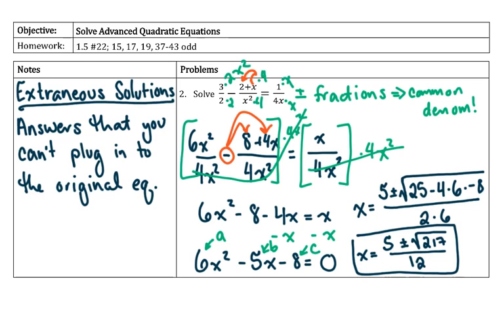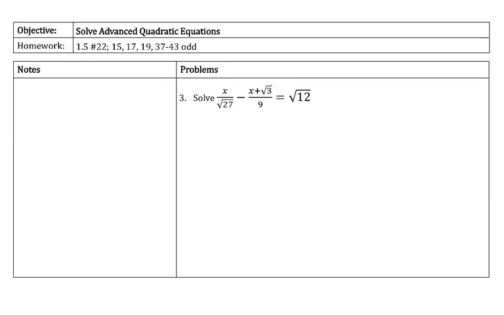Our last example, you'll notice this isn't quadratic, but you'll see squares, and often what works for squares and square roots is similar. So we have fractions here, and we're going to start again by finding a common denominator, which in this case, we've got 9 and root 27, and root 9 is already root 81.